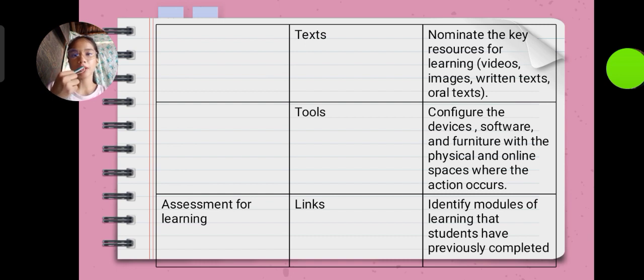So the last design factor is the assessment for learning. The first sub-factor is the links. Identify modules of learning that students have previously completed. So assessment for learning, this is also the tests, pre-tests, the Google forms, those previously completed by the students.